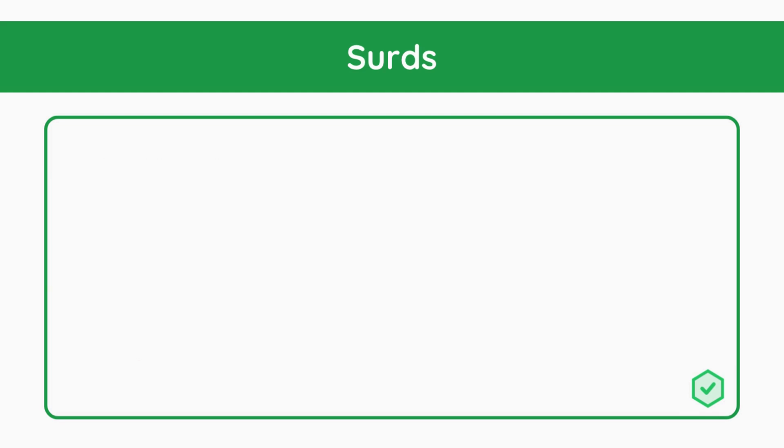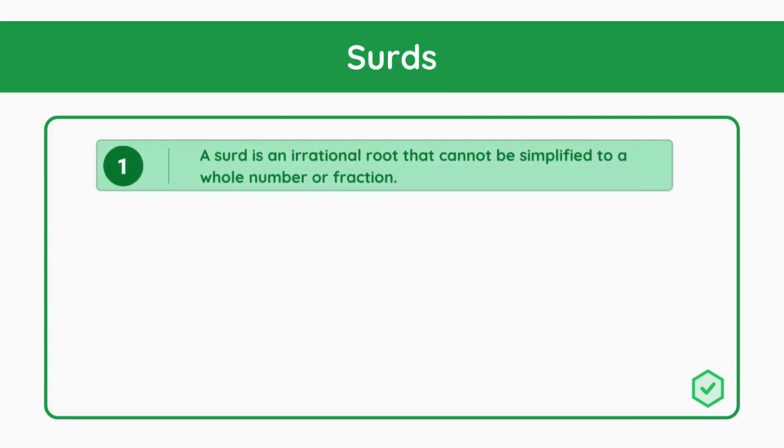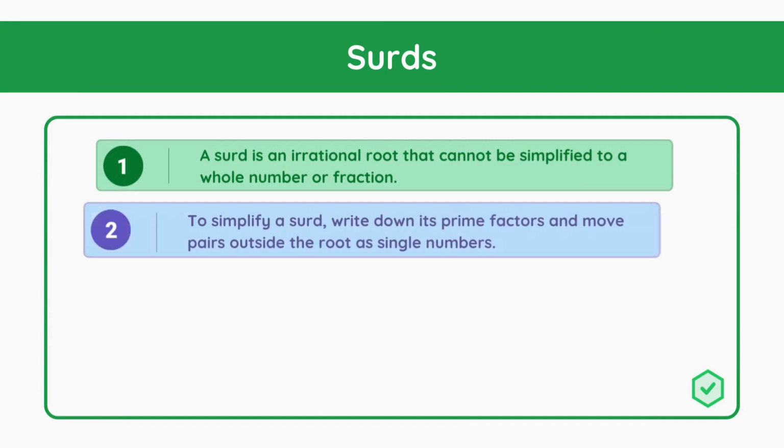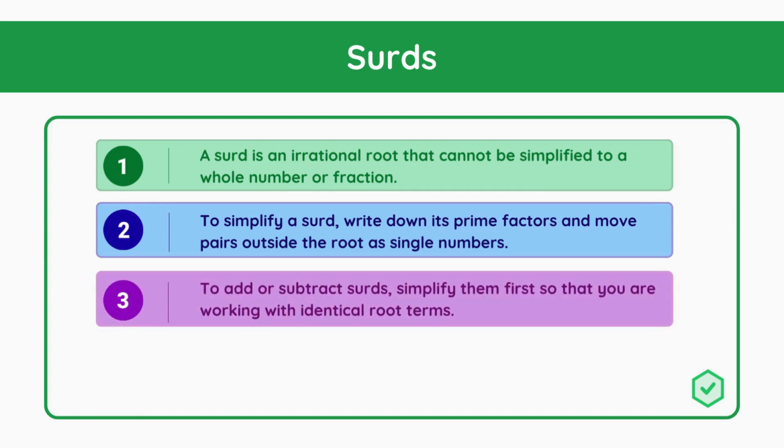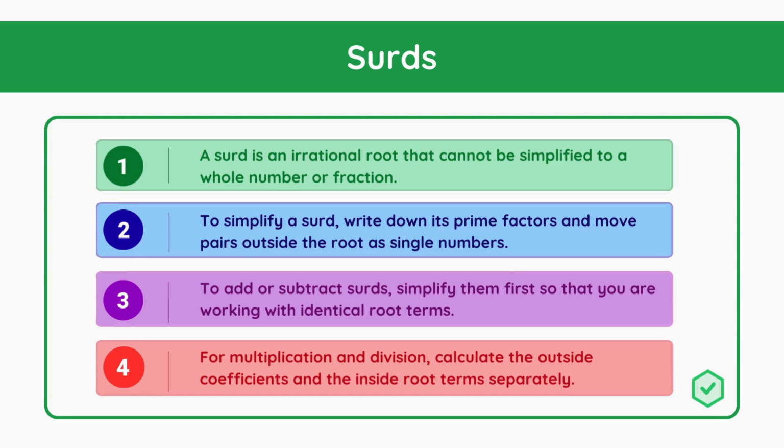To summarize what we have covered today, a surd is an irrational root that cannot be simplified to a whole number or fraction. To simplify a surd, write down its prime factors and move pairs outside the root as single numbers. To add or subtract surds, simplify them first so that you are working with identical root terms. For multiplication and division, calculate the outside coefficients and the inside root terms separately.